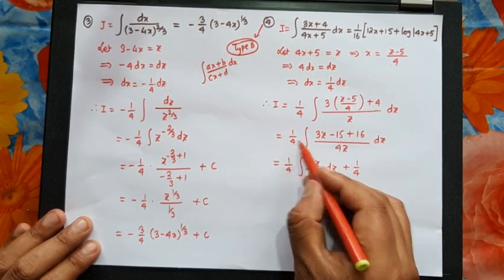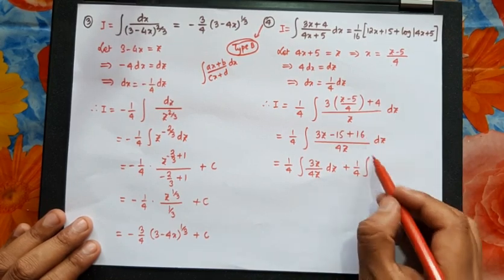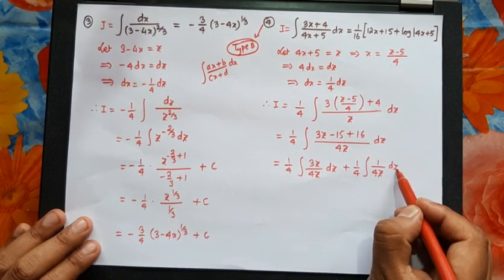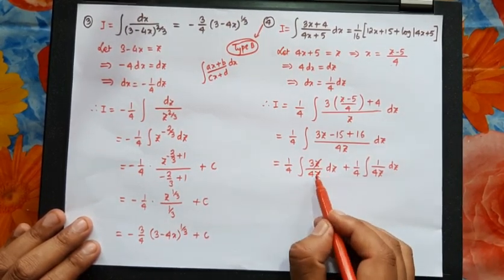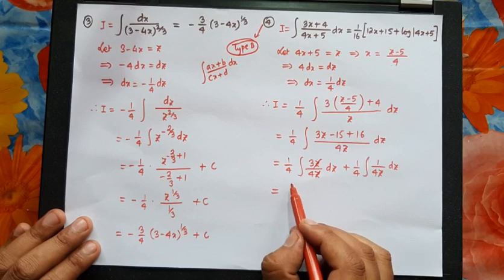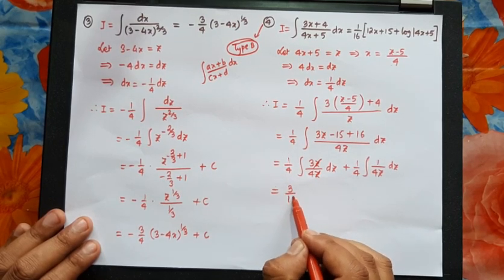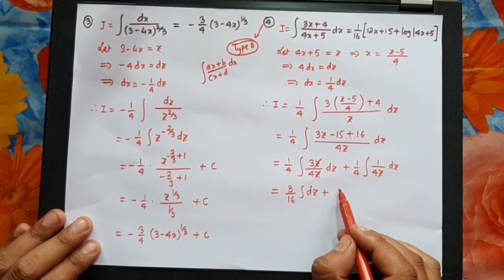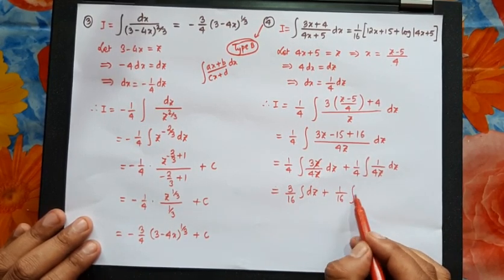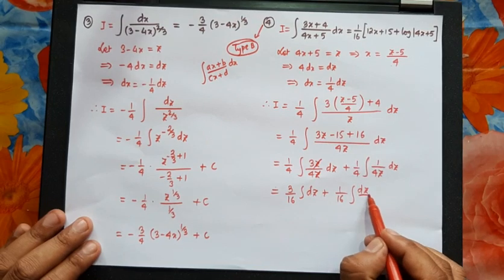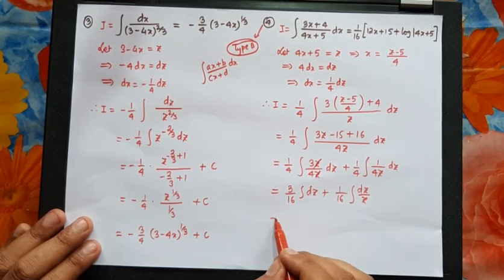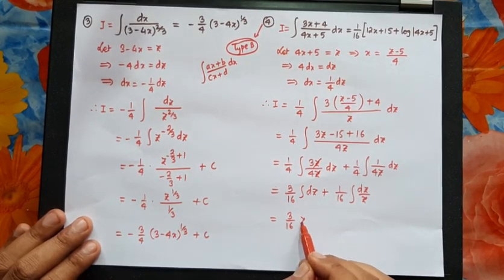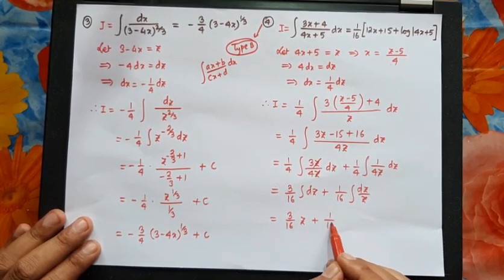4, this 1 by 4. And we have 1 by 4z dz. So z and z get cancelled, so this 3 by 4 comes outside, so it becomes 3 by 16 integral dz, plus similarly here we have 1 by 16 integral dz by z, right? So integral dz means z, right, plus 1 by 16.